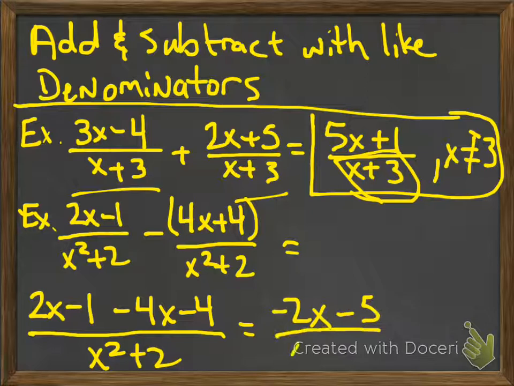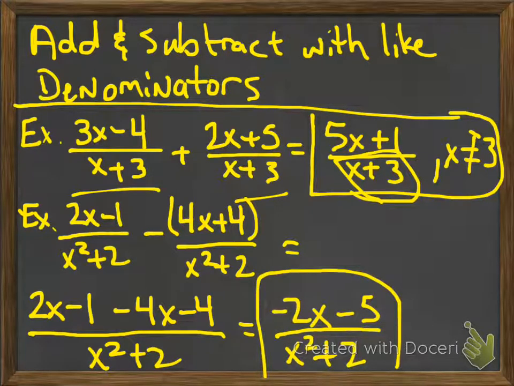And then 2x minus 4x is negative 2x, and negative 1 minus 4 is negative 5. Now because this one is a square on the bottom, it would be defined at any point. So there are no points of undefined.